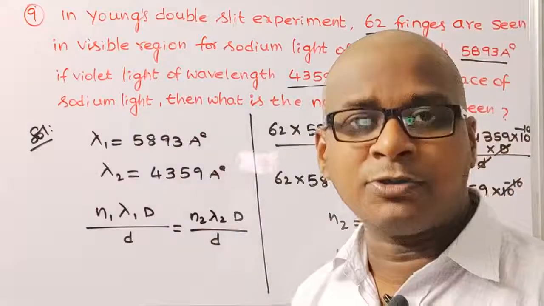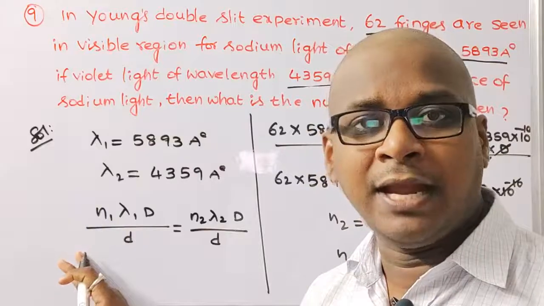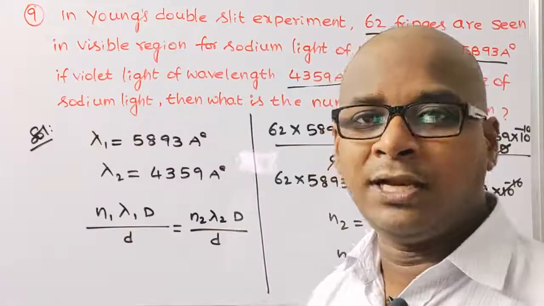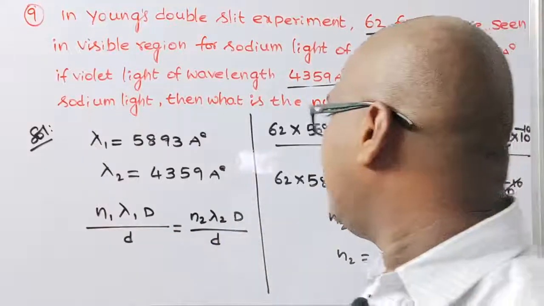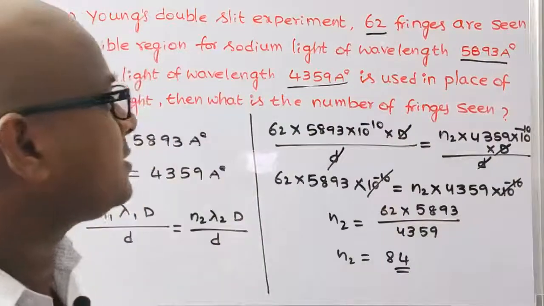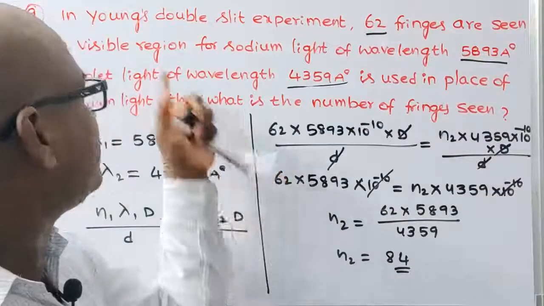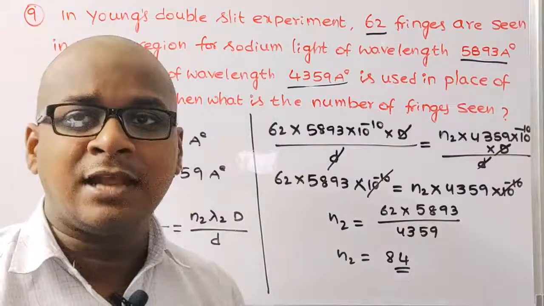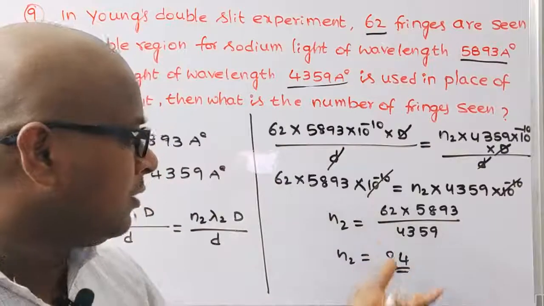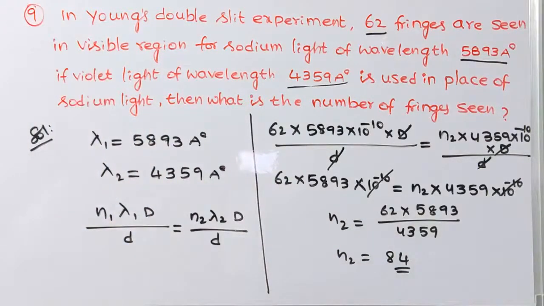Okay, students, find out the number of fringes using the formula n1 lambda 1 into d by small d is equal to n2 lambda 2 d by small d. The d by small d cancels, so the remaining n1 is equal to 62 in this problem. 62 fringes are seen in the visible region. Next, in the violet region, how many fringes are seen? Then n2 is equal to 84. Okay, this is the ninth problem.